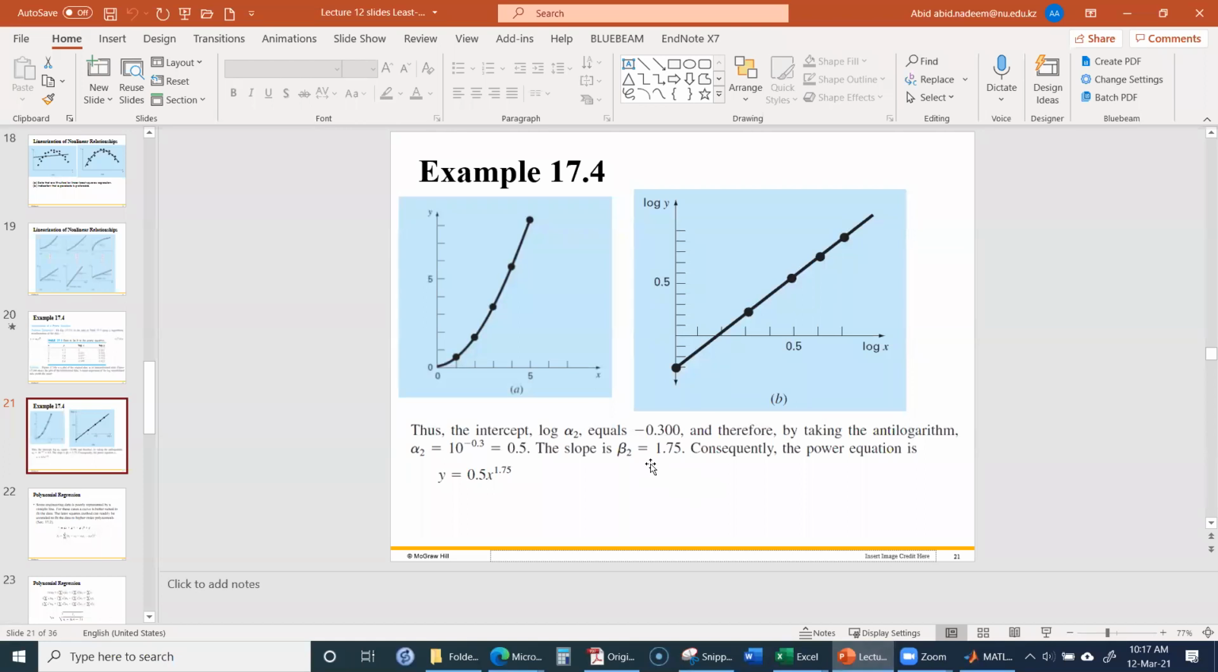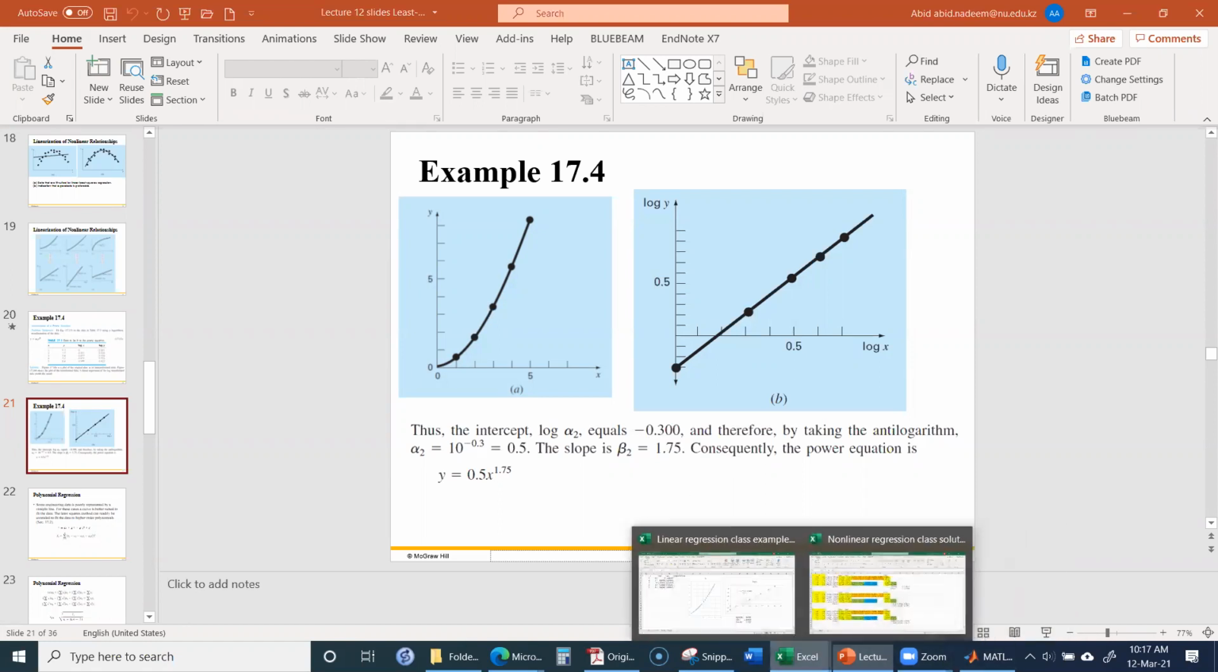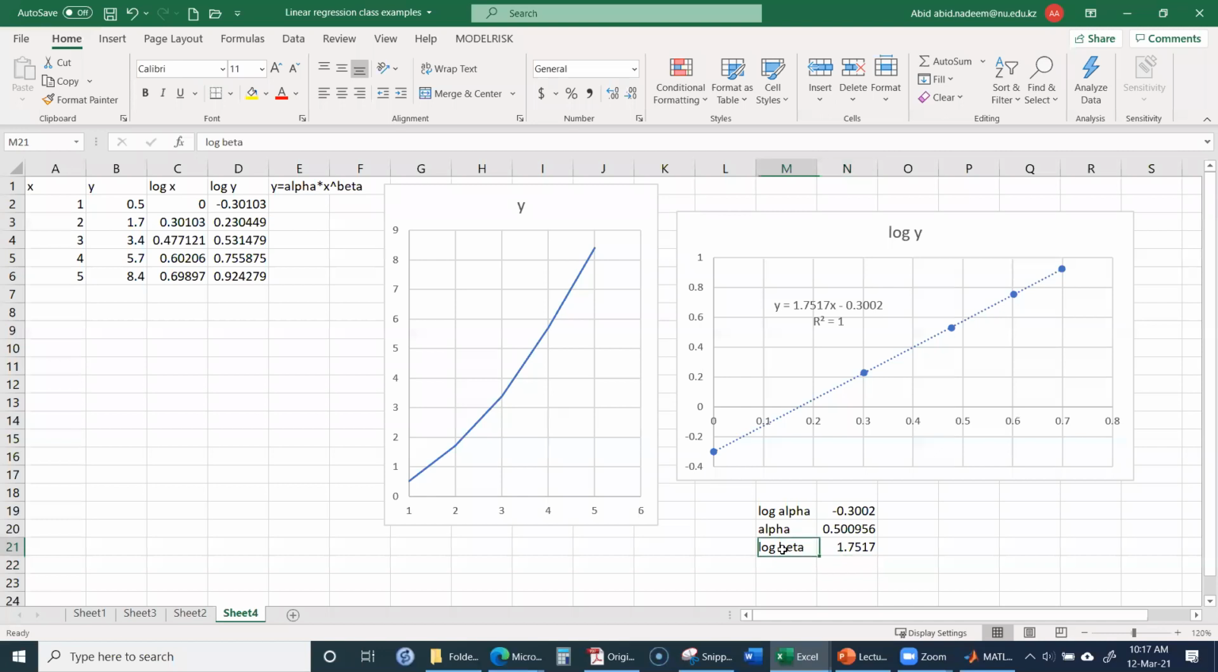Let me see if I am not making a mistake. No, I'm making a mistake. It is beta actually, not log of beta, because this is the slope. So we don't have to take the power of this. So that means it is not log beta. It is beta. Okay. So now we can calculate y is equal to this.